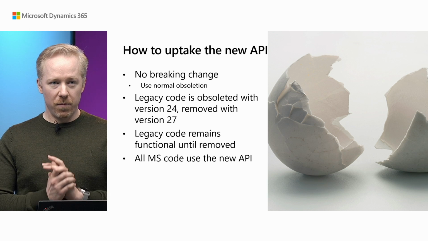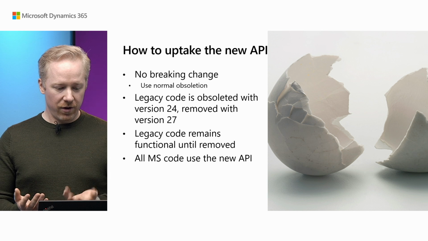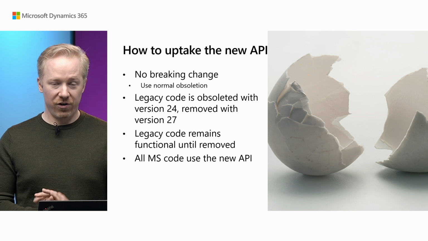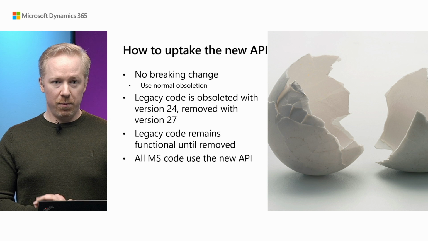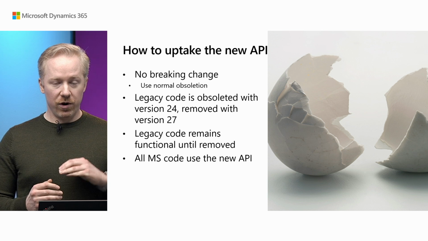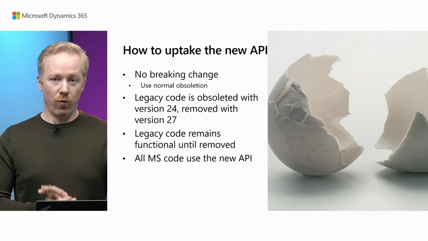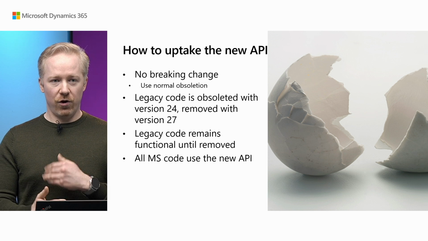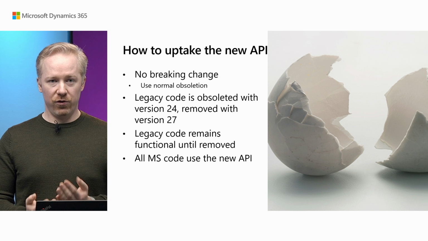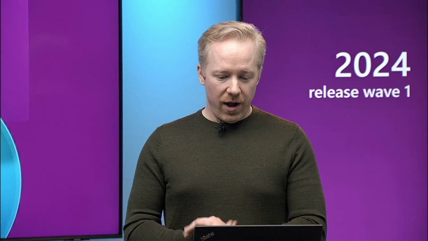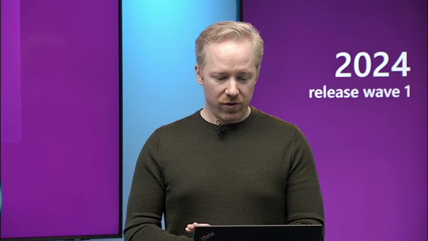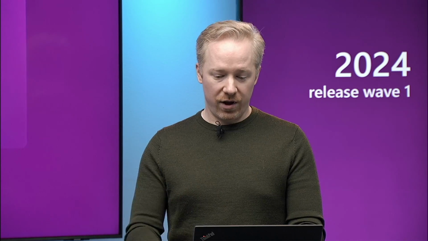We are using the normal obsolescence process as for every other feature in Business Central that you're hopefully familiar with. That means the old legacy code has been obsoleted with version 24 and will be removed with version 27. So until then, the old functionality is still going to remain functional and work exactly the way it is. Of course, we have already converted all the Microsoft code to use the new API. Now, how do we actually use this new API? Let's take a look at how you would actually start using that.